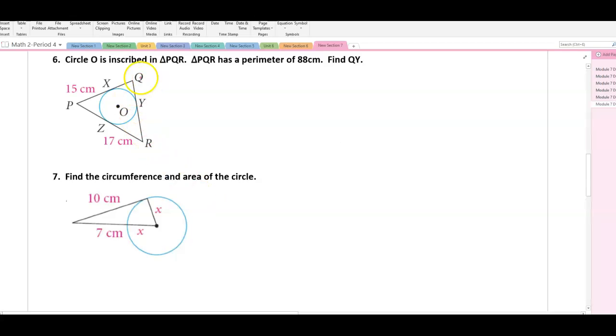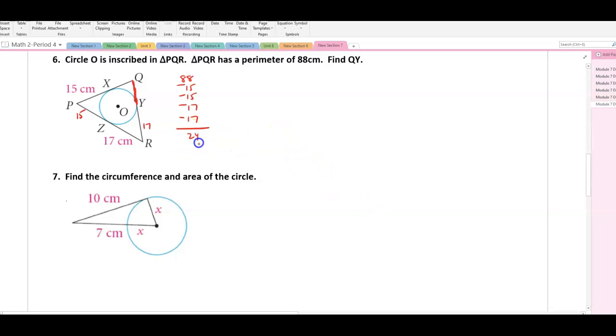Next one. It says, if this is a perimeter of 88, how can I find QY? So this is what we're trying to find. Well, right away, I'm going to mark everything I know. That's 15. That's 17. What I don't know are these two pieces. But if all of these pieces have to add up to 88, I'm going to say 88 minus 15 minus 15 minus 17 minus 17. What does that give me?